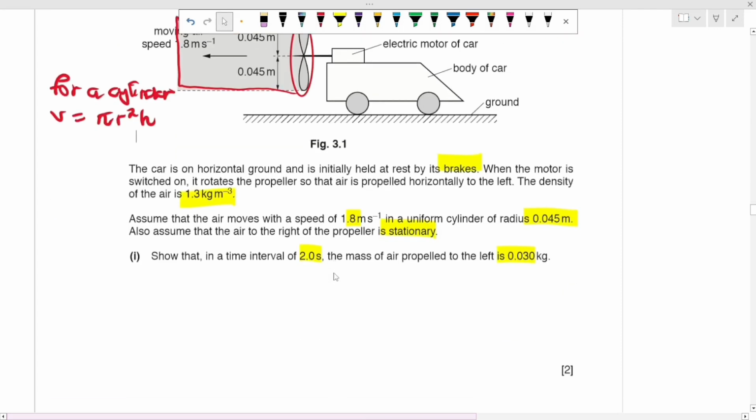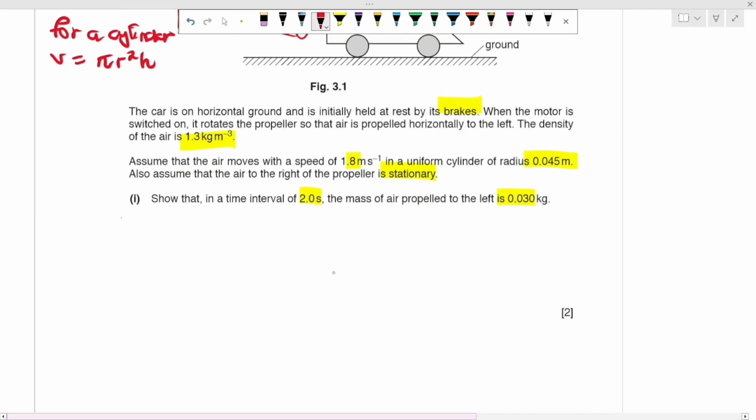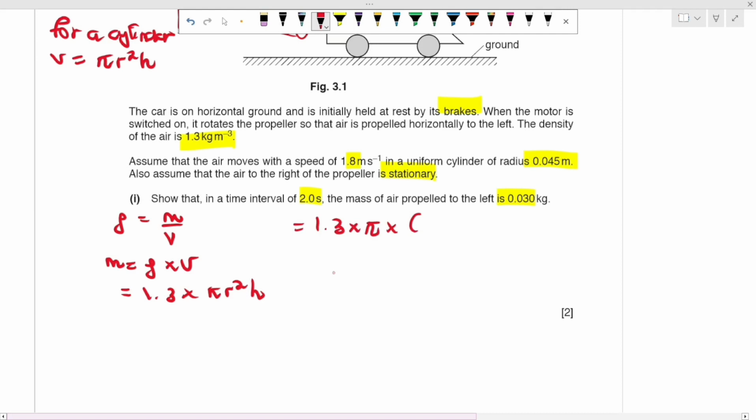If I want to find my mass, I know that my density is equal to my mass divided by my volume. So my mass will be equal to my density times my volume, where my density is 1.3 and my volume is pi r squared h. Then you have 1.3 times pi times your radius, which is 0.45, squared, times the height. So we just want to find the height.